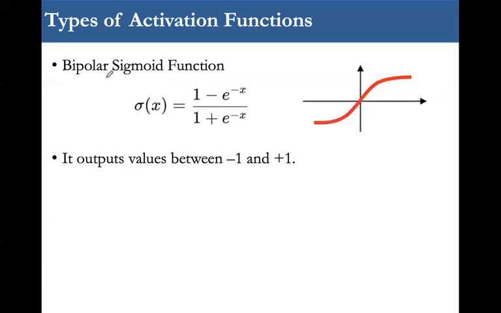The next one is bipolar sigmoid function. It is represented as sigmoid of x is equal to 1 minus e power minus x divided by 1 plus e power minus x. Here the output values between -1 and +1. Here you can see the S-shaped curve which lies between minus 1 and plus 1.